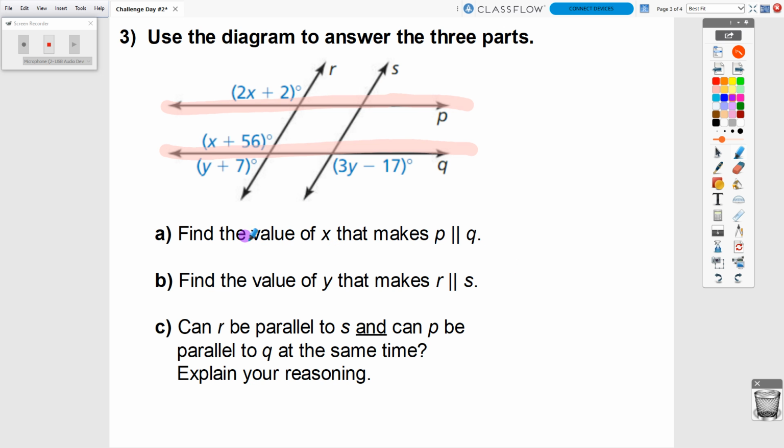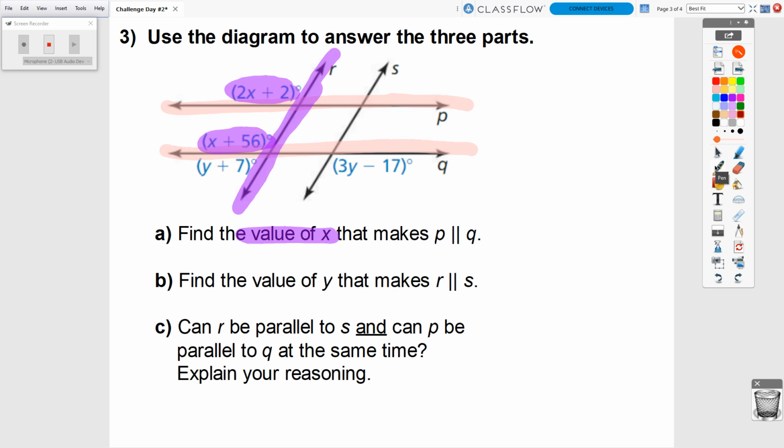Now, which one am I supposed to use? Well, if I'm supposed to find the value of x, notice on transversal S, there's only one angle here, and it's not even an x angle, right? So this gives me a good idea. I'm probably going to be focusing on transversal R, because here's an x angle, and here's an x angle. And so I've got to notice, what type of angles are those? Well, those are corresponding angles.